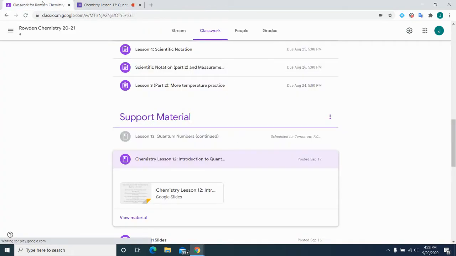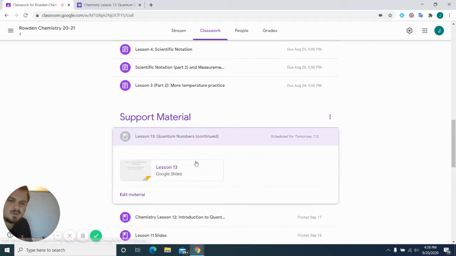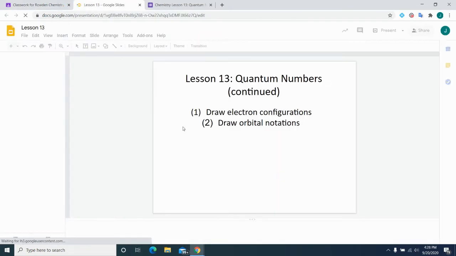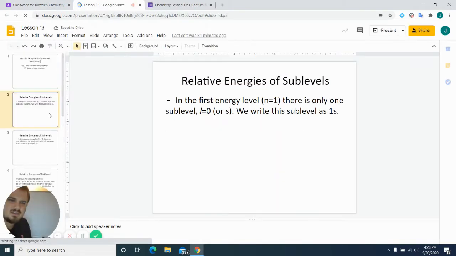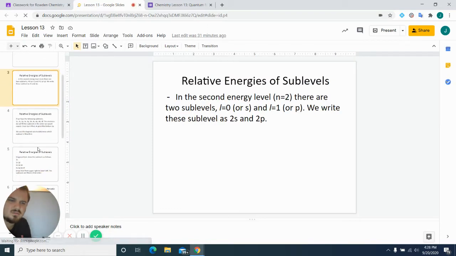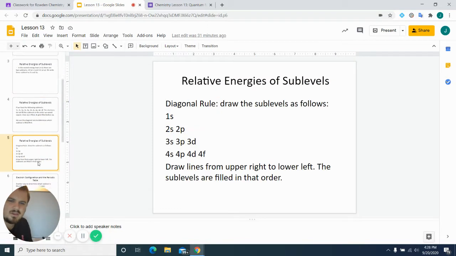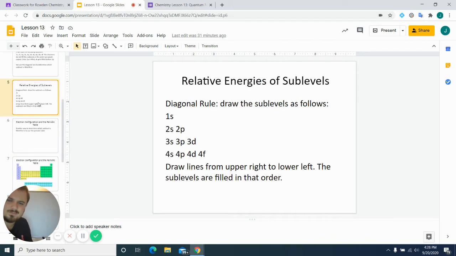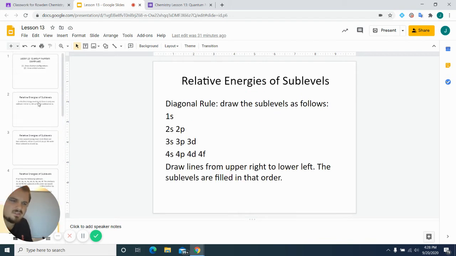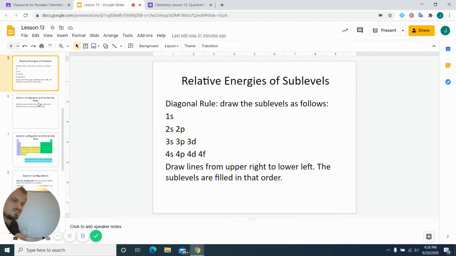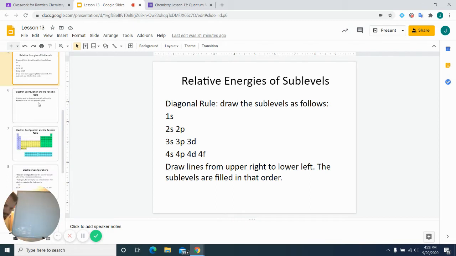Okay, so let's open up the slides for lesson 13. The first couple slides, let's go all the way to the diagonal line rule. I'm going to explain everything that's in these slides, but I'm going to do it while I draw some stuff. So I'm not going to go back to slides as we do it.